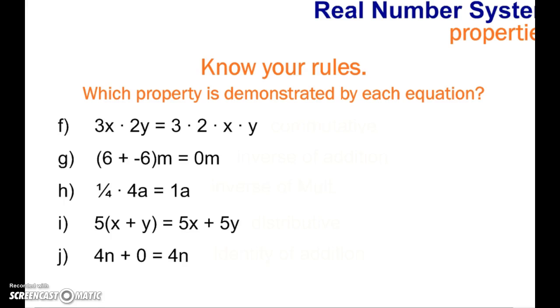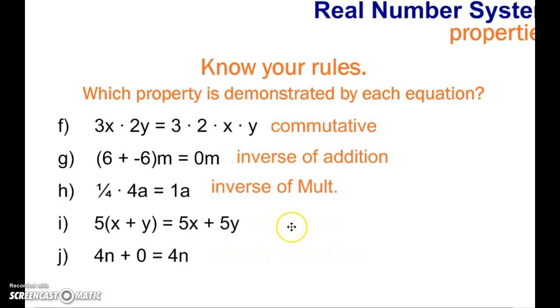Looking at F, name the property. Well, we changed the order of things, so that's the commutative property. In G, well, it's 6 plus -6. Those are opposites, so that is your identity. Sorry, this is your inverse because they give you the identity 0. There again, you're multiplying 2 reciprocals here, and they give you the identity. So this is the inverse of multiplication.